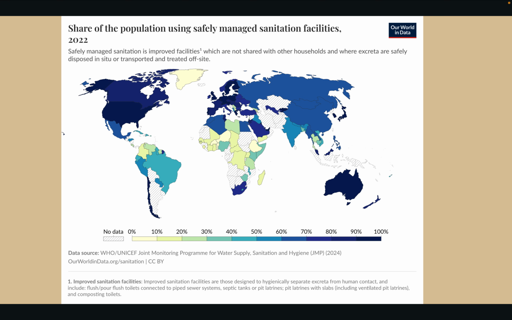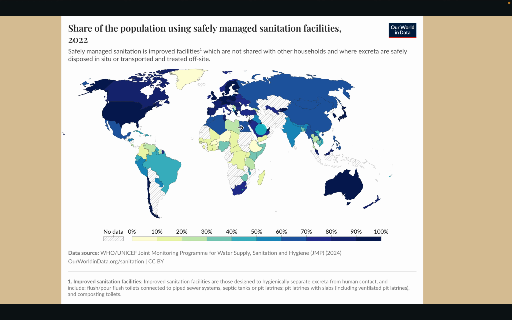Okay, and then the first graph here is the share of the population using safely managed sanitation facilities. So obviously the key here is, the darker the color, the higher the percentage of the sanitation facilities that are being safely managed. So over here in the United States, it is roughly 97.5% of all of these sanitation facilities that are being safely managed. And then over here in Russia, it's a little less. They only have 76.2% of their sanitation facilities being safely managed.